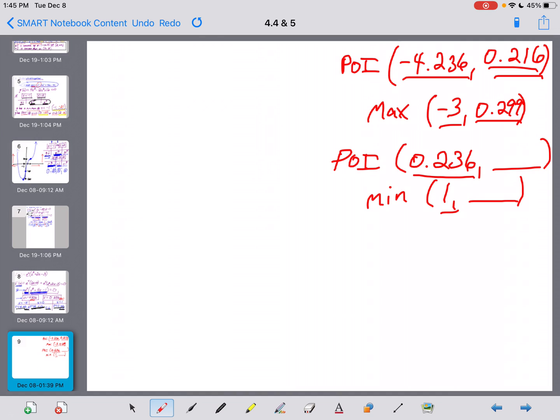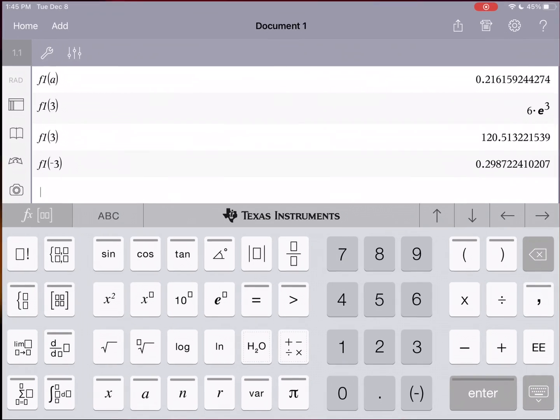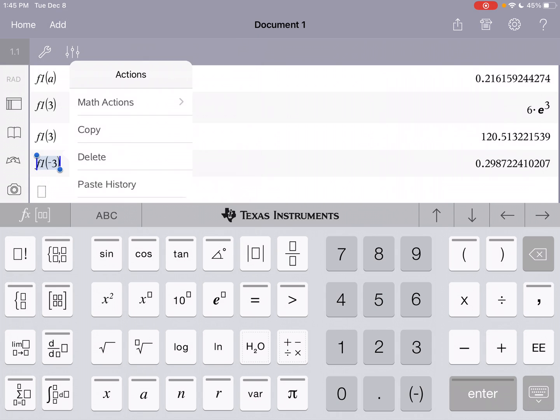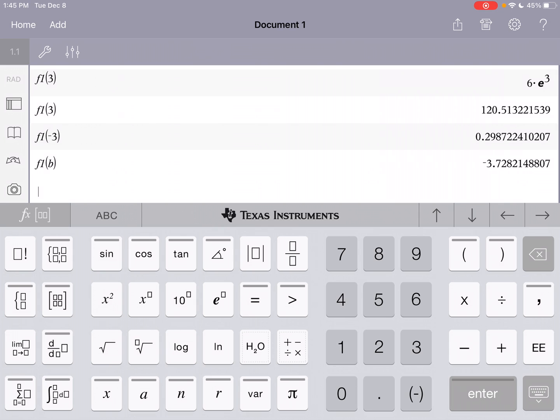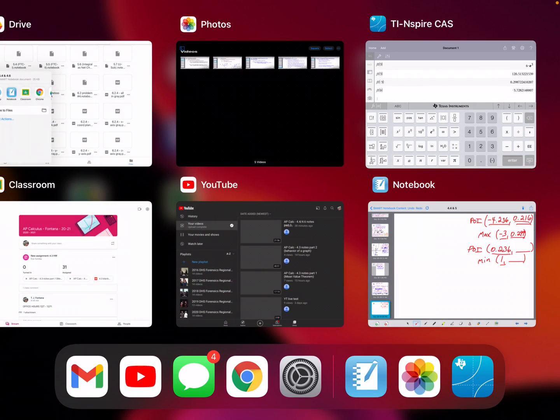That's what we called B in our calculator. So let's do that once more, and we are going to do f1 of B. All right, and so, yep, there it is. And we'll hit enter. And because our input value was a decimal, it gave me a decimal automatically then, -3.728.